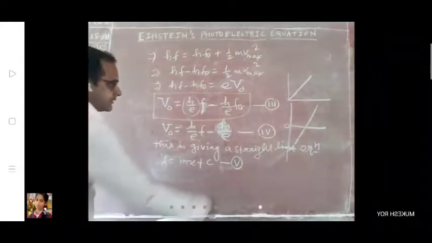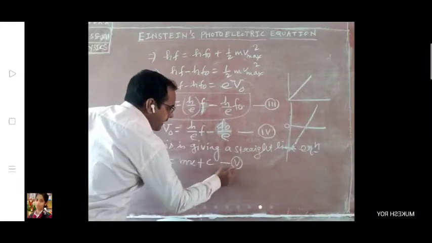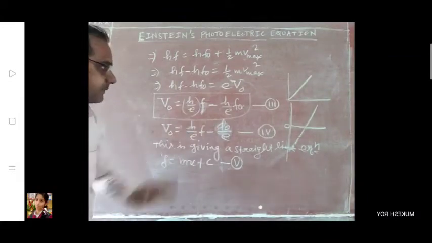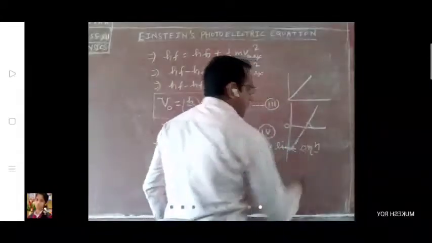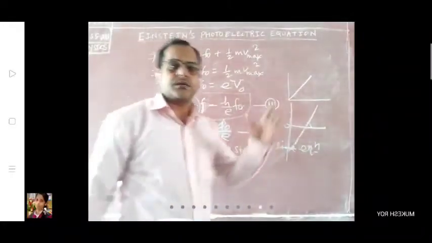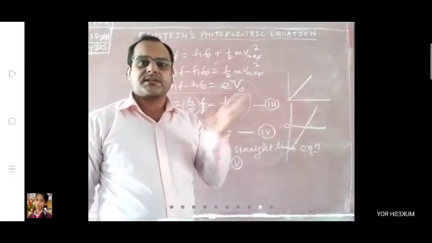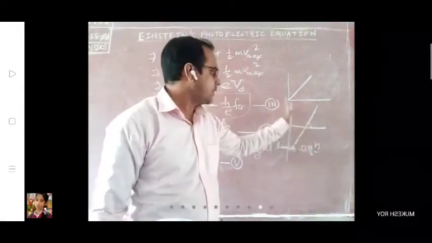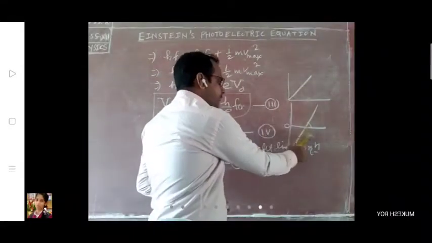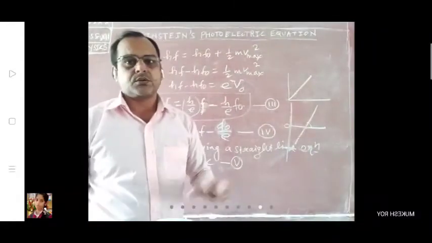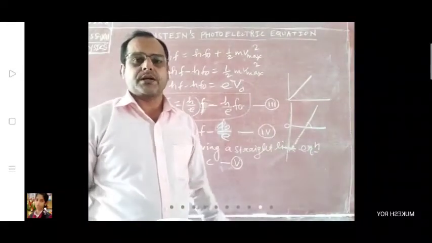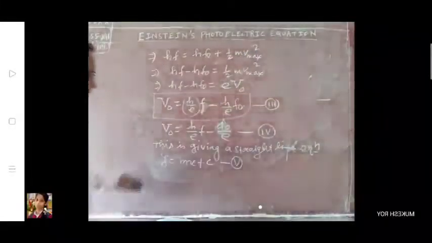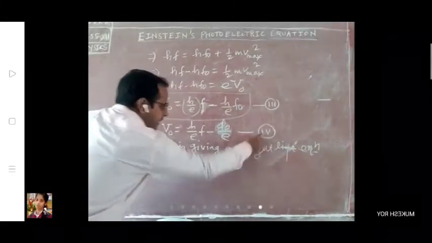So if we compare these two equations, equation 4 and 5, we shall get that in place of m, that is the slope of this graph. Slope means ढाल. We have discussed from class 9 to class 11 that slope is y by x, y axis upon x axis. Y axis पर अगर stopping potential हो जाए, x axis पर अगर frequency हो जाए, from nothing delta v naught divided by delta f. So we will discuss here now by comparing these two graphs.